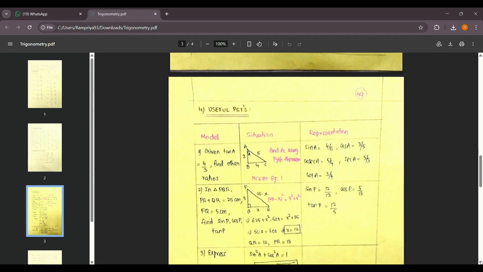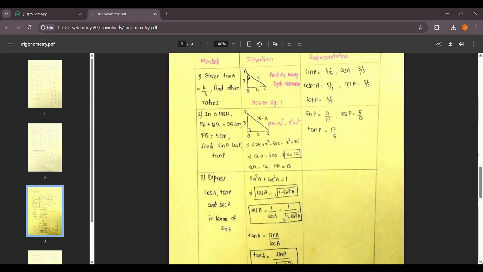So now we'll go to the problem solving techniques. Here I have taken some selected questions. Please see this carefully, this will be very useful for you.